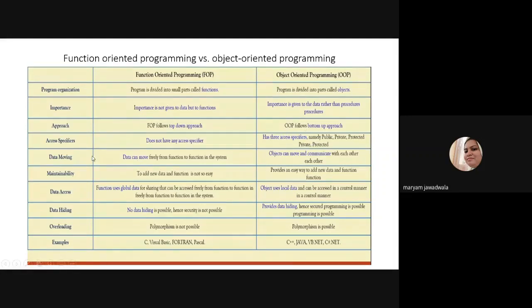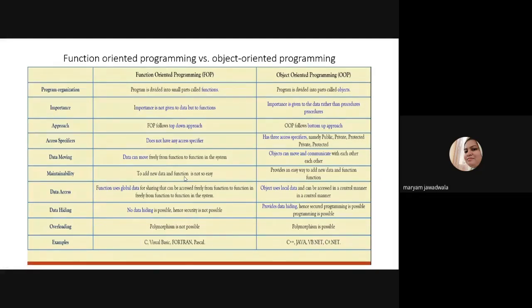Now next one is data moving. In function oriented programs, data can move freely from function to function in the system, right? But in object oriented programs, objects can communicate with each other using a message passing system. Okay. Next difference is maintainability, right? To add new data and function is very easy. Is not easy.